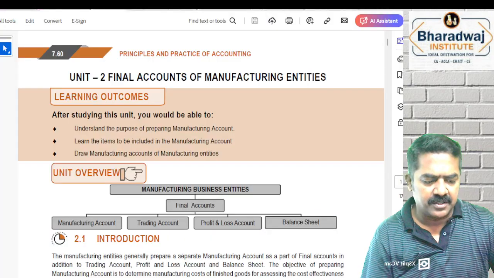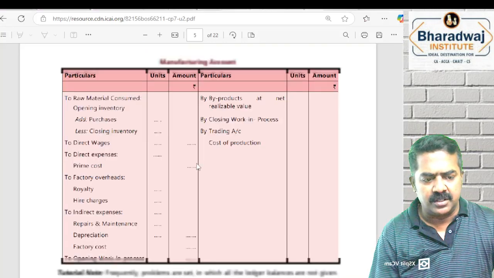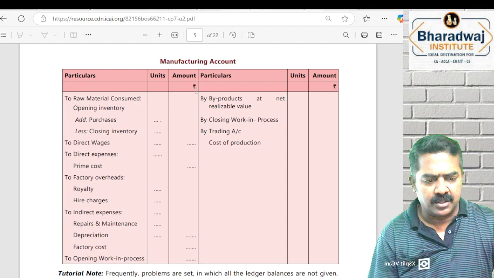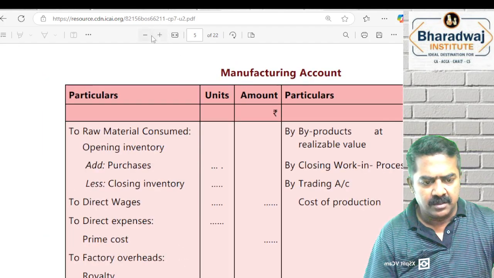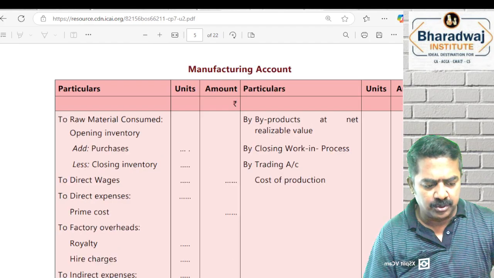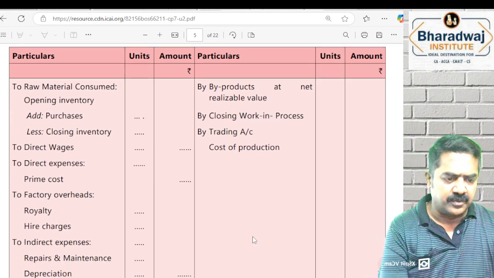This is the formal discussion. So this account is named as which account? Manufacturing account. Just go through that. In your exam, sometimes, if you're lucky, you will get a question for 10 marks.